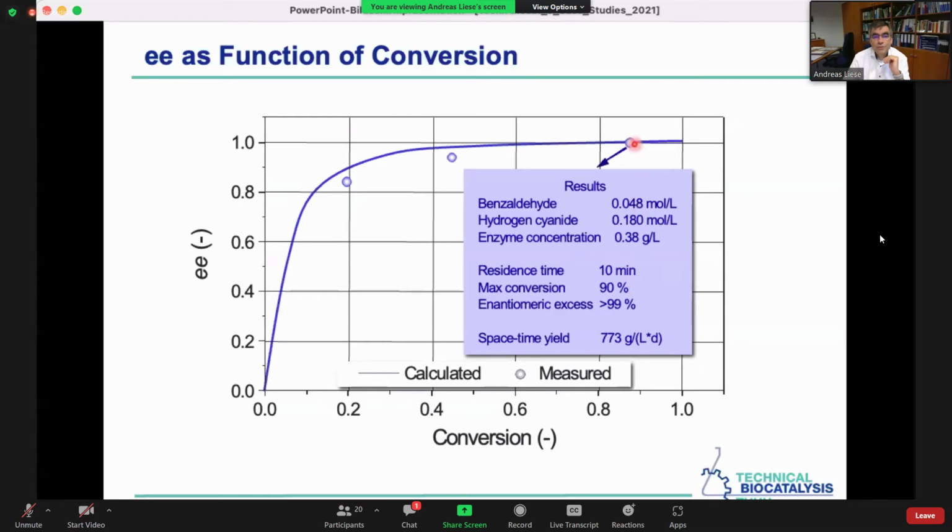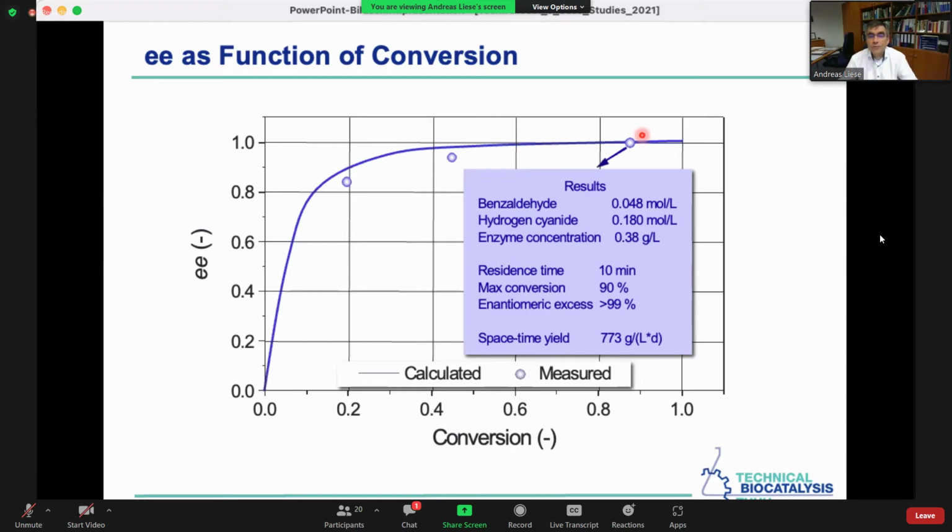We have a maximum conversion of 90%, and at 90% conversion we have an EE of 99%, and the productivity in this reactor is more than half a kilogram per liter a day in terms of space-time yield. So you have come to the right conclusion to scale the system under such conditions that you do not have a significant side reaction delivering a racemic product, and just produce the real target product.